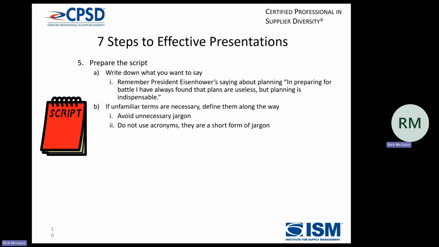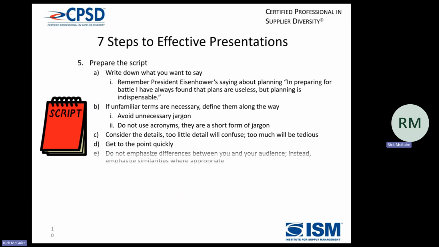If unfamiliar terms are necessary, define them along the way. Avoid unnecessary jargon and don't use acronyms if you can avoid it. They are a short form of jargon, and every company has a million of them. Consider the details. Too little detail will confuse, too much will be tedious. Get to the point quickly.